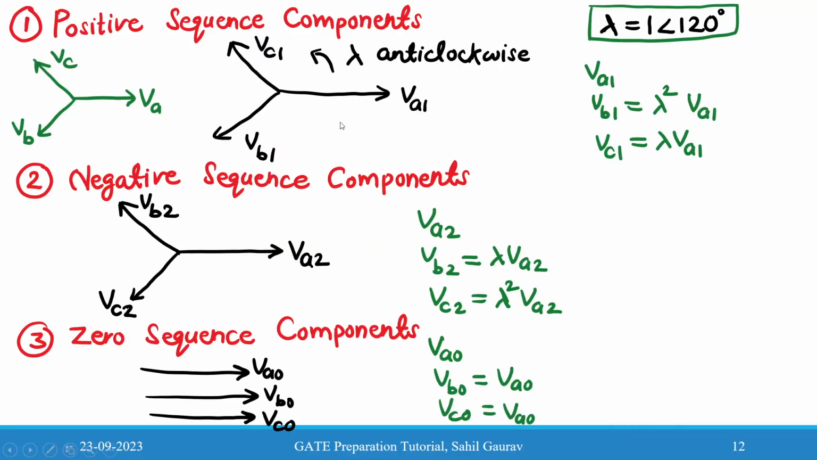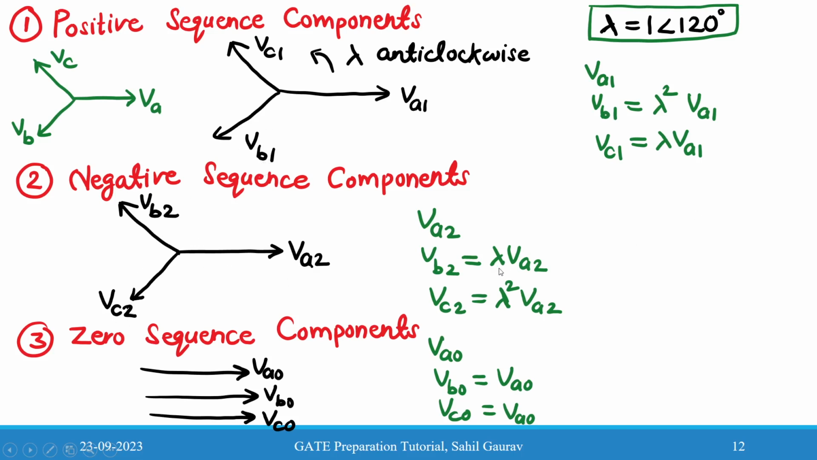So we take this as the positive sequence component. It has the same sequence as the system we are studying. We take lambda anti-clockwise as positive, with VA, VB, VC. We write VB1, VC1 in terms of VA1. So VB1 is lambda square VA1, and lambda is represented by 1 at an angle of 120 degrees. The negative sequence component will be just the phase opposite, meaning in place of the B phase we take the C phase.